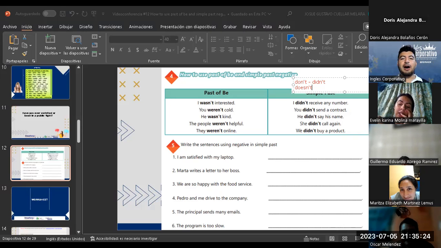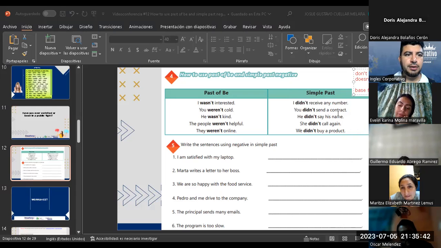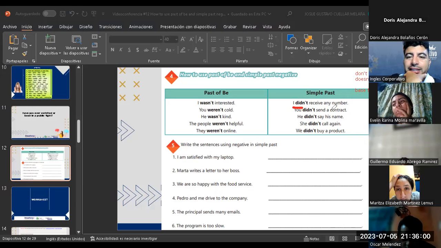Eso sí nos gusta. Ahora, teacher, and the verb, we have to change it to the past. No, not really. We have to use this verb in the base form. Vamos a utilizar el verbo en su forma base. ¿Cuál es su forma base? Es en presente. Teacher, but if we have the verb in present, what about the past? The word didn't, la palabra didn't hace que el verbo sea en pasado o modifica el verbo. Ejemplo. Here we have, I didn't receive any number.